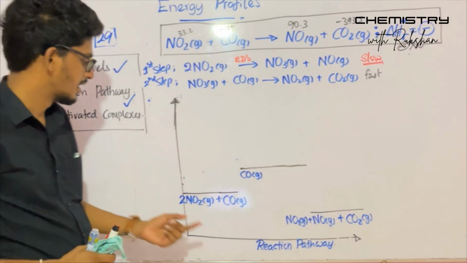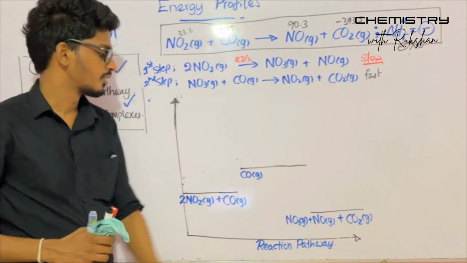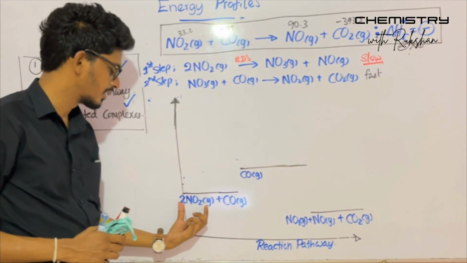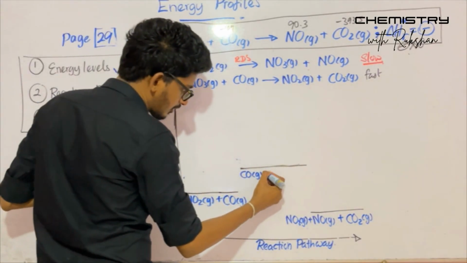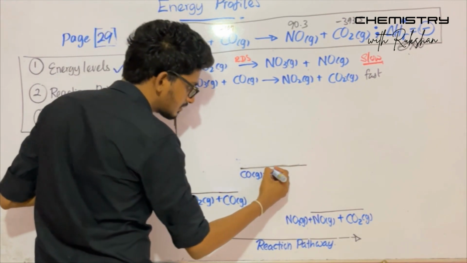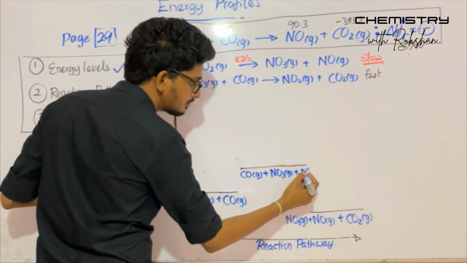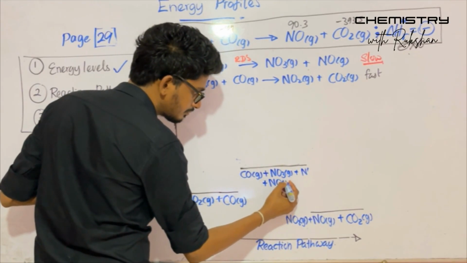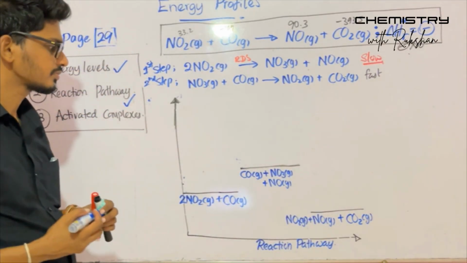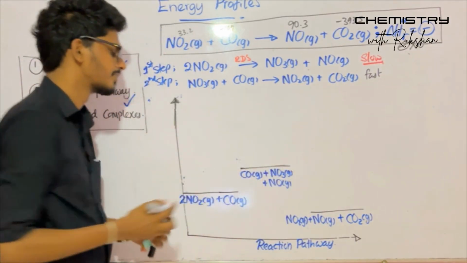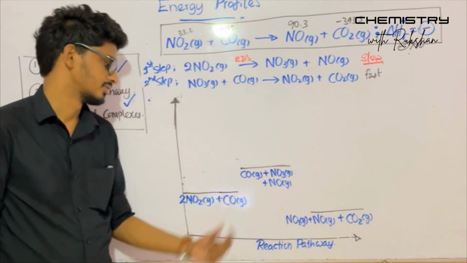So here we see two of NO2s will get converted to NO3 and NO. So instead of two of NO2s, we can write the NO3 and NO as the product of the first step. Put that there, right? See, CO is not reacted, so just write that.